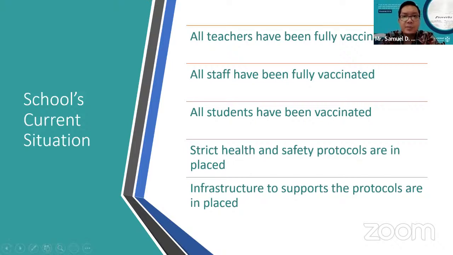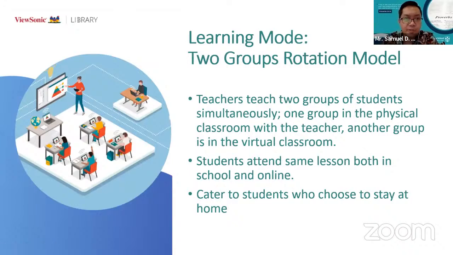Learning mode: groups rotation model. I will review this quickly. Teachers will teach 2 groups of students simultaneously. One group in the physical classroom with the teacher. Another group is in the virtual classroom at home. Students attend the same lesson both in school and online. This is to cater to students who choose to stay at home for safety reasons.